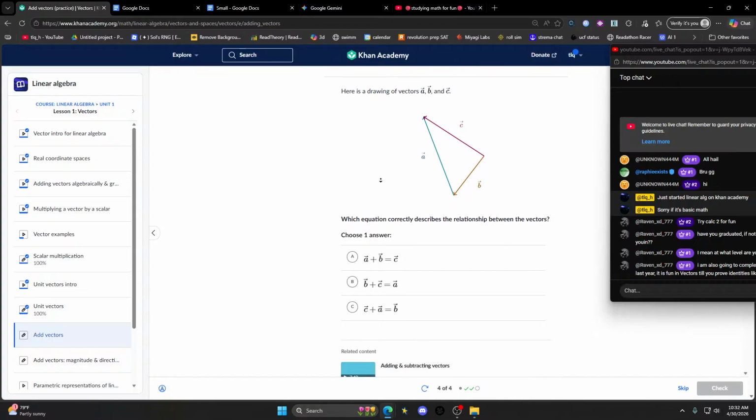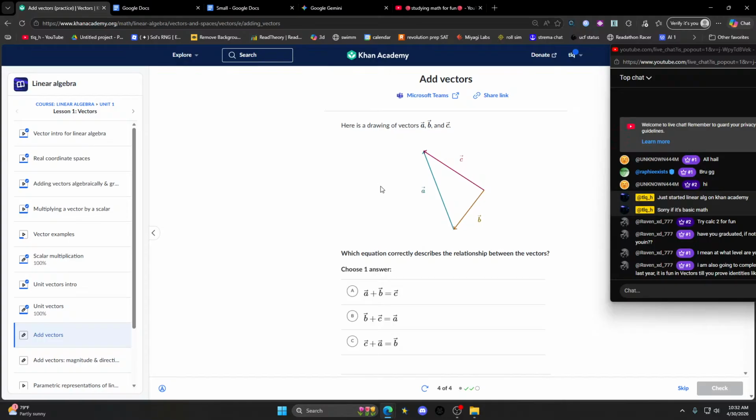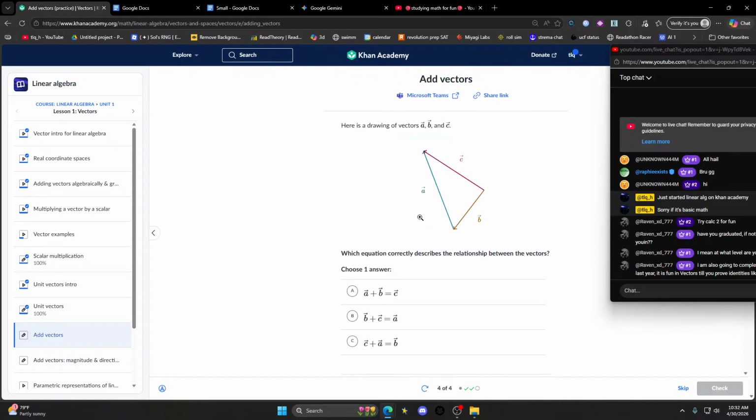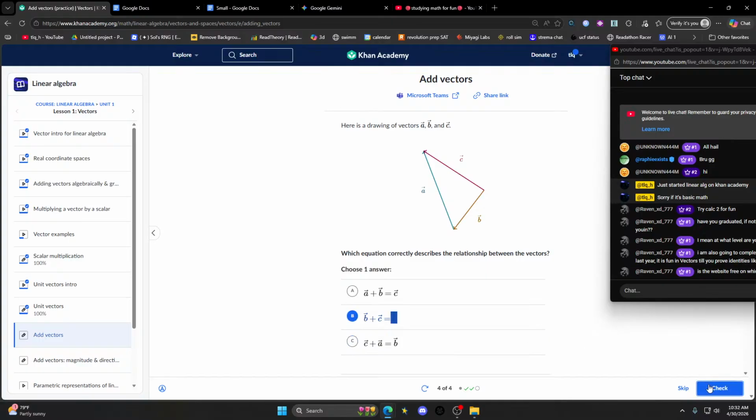Which equation correctly describes the relationship between the vectors? A plus... Okay. So... C plus B, I'd assume it's this. Well, from the formula, it's obviously this. Wait a second.